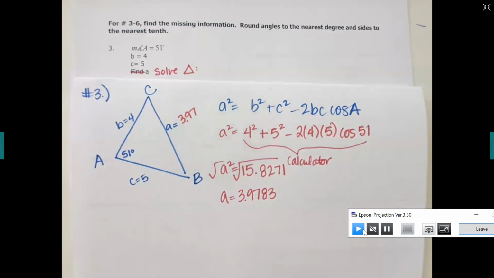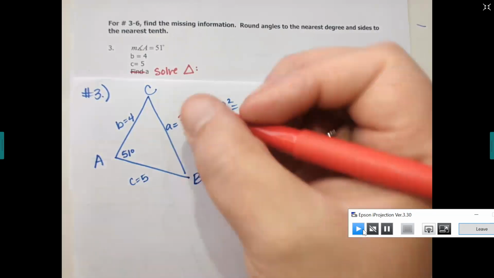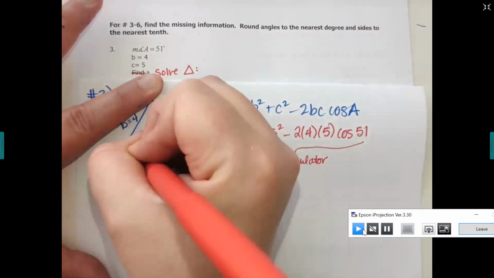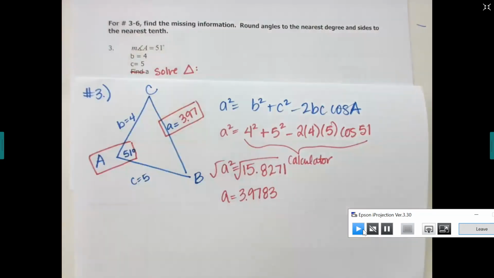Now, in order for me to find angle B, do I have a set of partners or do I have to use law of cosines again? Now we have partners, right? Because what do we have? Now we have little a and we have big A. And as soon as you get a set of partners, you can go back to law of sines, which we already know how to do. Okay?